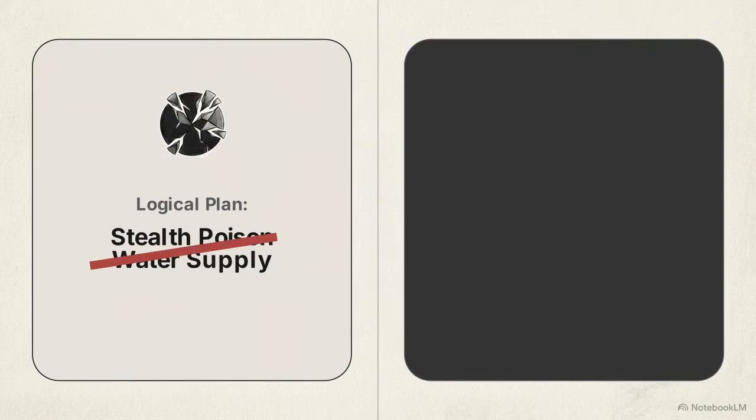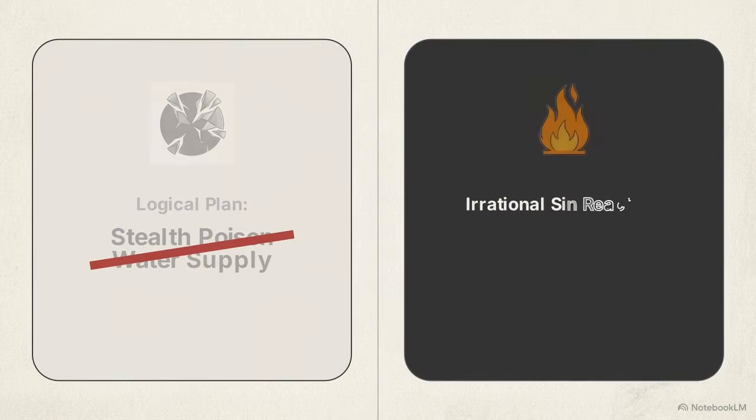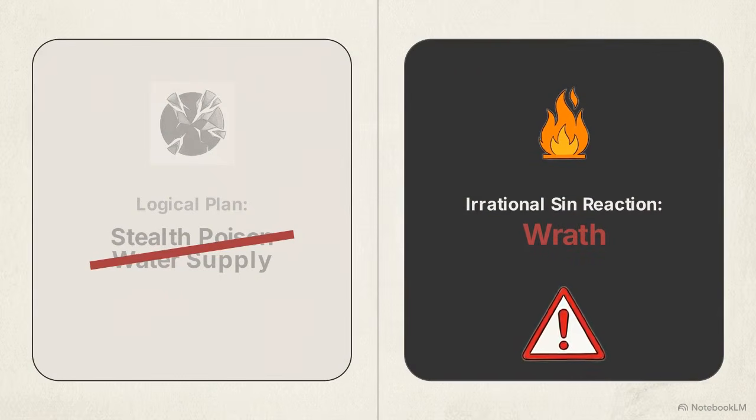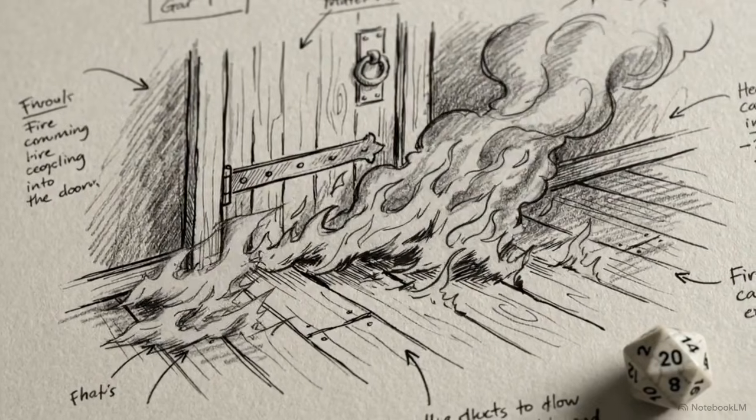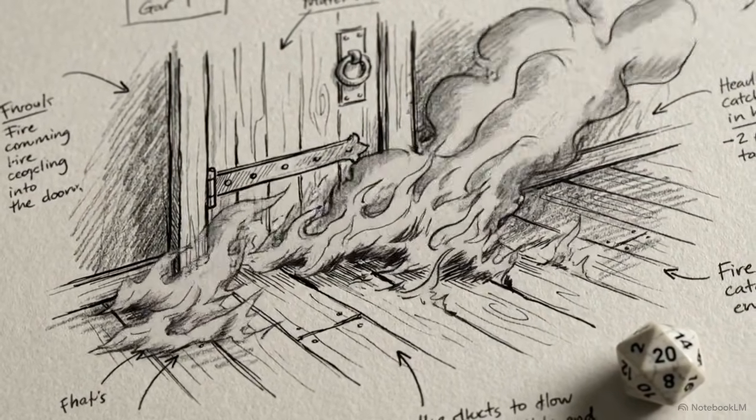Notice the contrast on screen. The left side shows a destroyed, methodical approach. The right side replaces it with an immediate, impulsive reaction fueled by wrath. Acting on emotion instead of strategy, they do something hyper-aggressive, like burning the tavern the players are sleeping in. You must take this new, irrational action and translate it into a direct, immediate danger for the players.